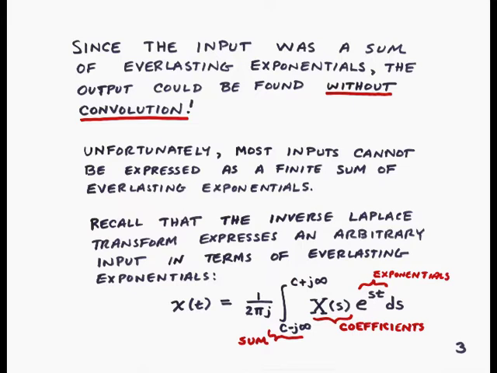So the equation we had before was x of t equals 1 over 2 pi j integral in the complex plane of x of s e to the st ds. The integration, of course, is just a summation. The x of s are just coefficients, and then we have the everlasting exponentials, e to the st, for each value of s along the convolution integral. So we can express an arbitrary input as the sum of everlasting exponentials as long as we use an infinite number of exponentials.